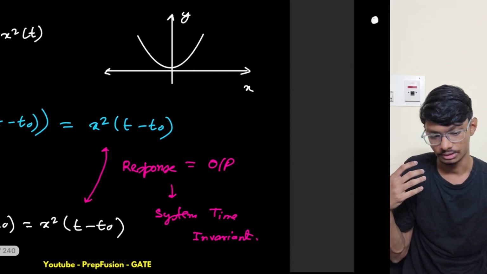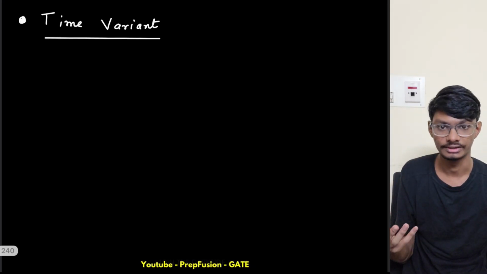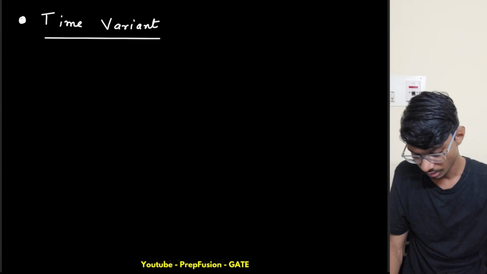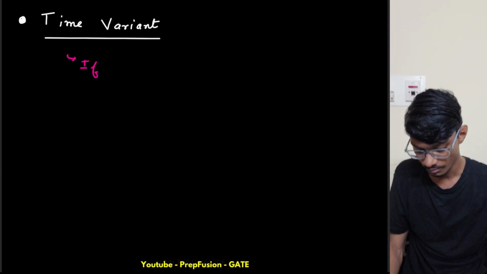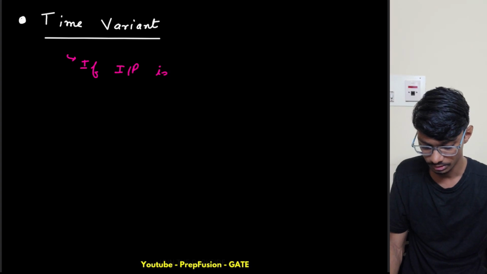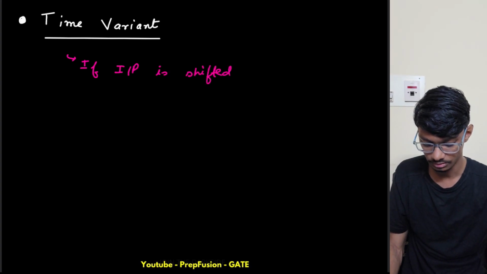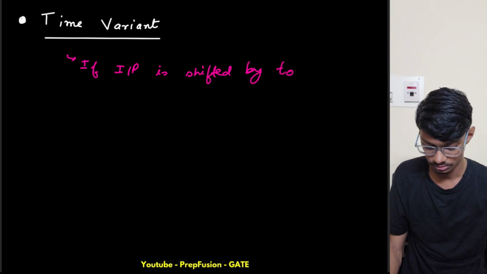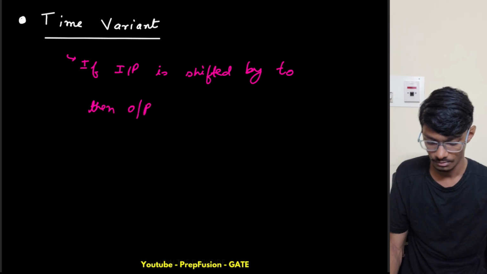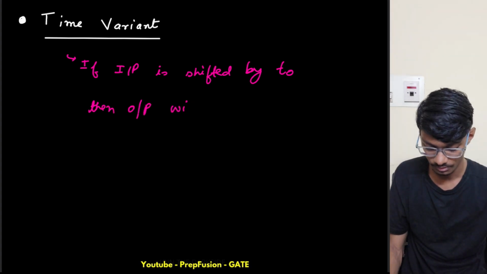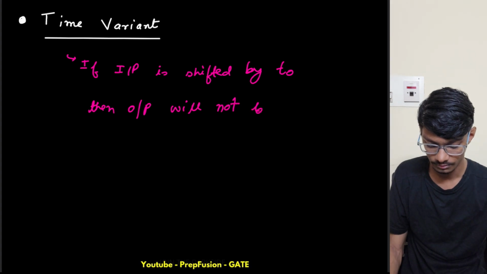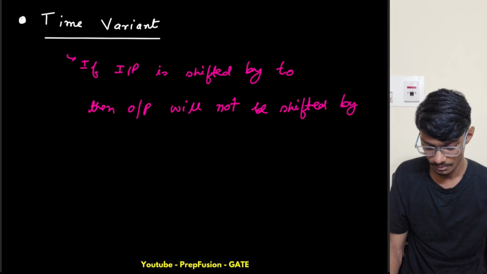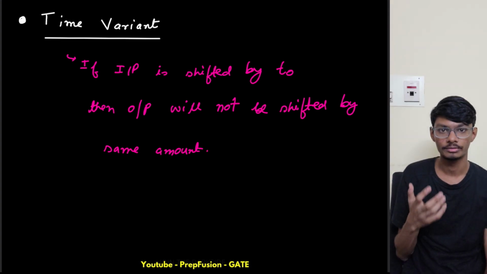In the next example I will explain the time variant case. Here, if the input is shifted by t naught, then the output will not be shifted by the same amount.